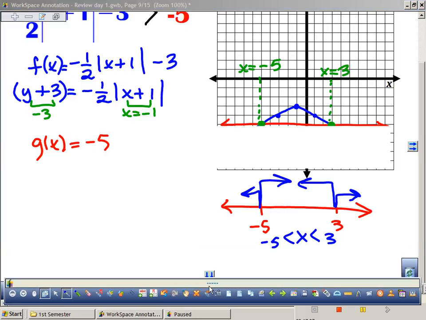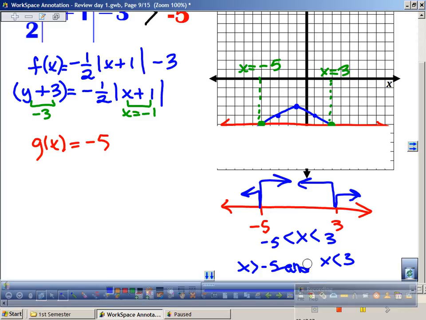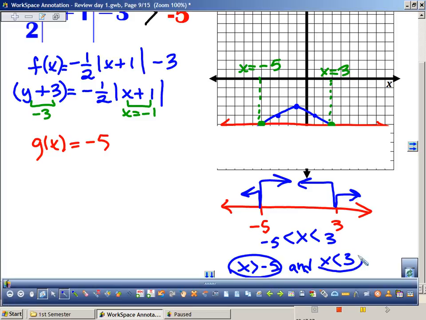Or you could say it like this. x is less than 3, and x is greater than negative 5, and put an and in there. Whichever one you want. But you have to have either x squished in there, or the and sign. But one or the other. Just this right here and this all by themselves is not correct. Okay?